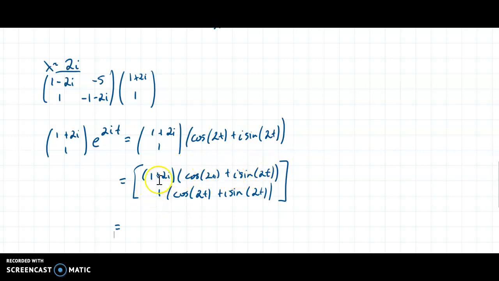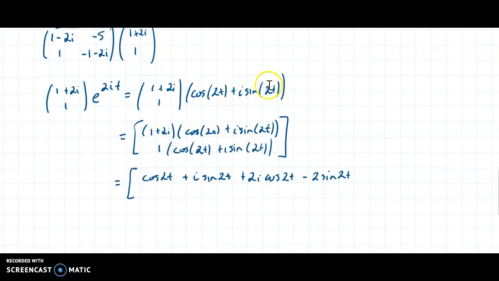Well, this is like foiling, right? This by that, this by that, and then this guy by that, and this by that. So what's that give me? I get 1 times cosine 2t, which is cosine 2t. I get 1 times i sine 2t, so plus i sine 2t. And then I get 2i times cosine 2t, 2i cosine 2t. And then I get 2i times i sine 2t. The i gets squared, gives me a negative. So it's negative 2 sine 2t.